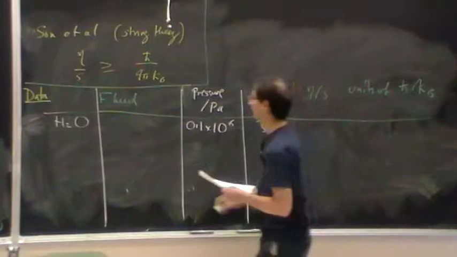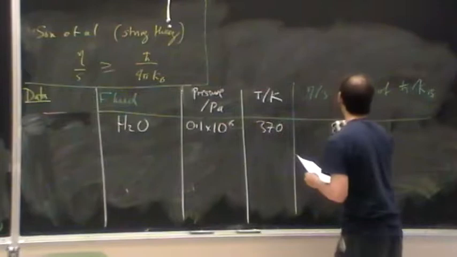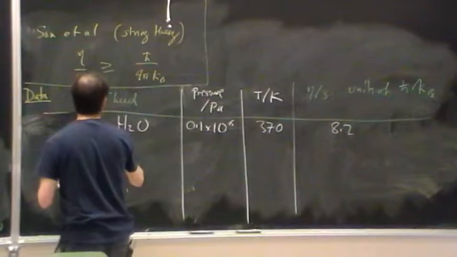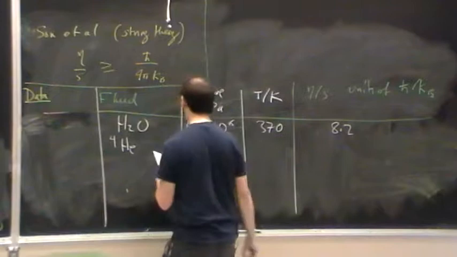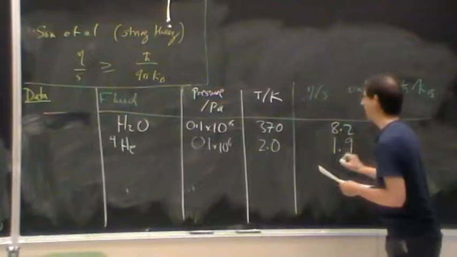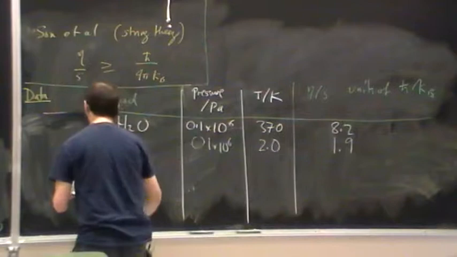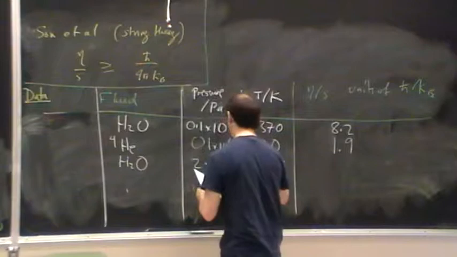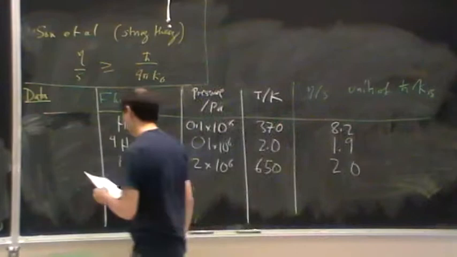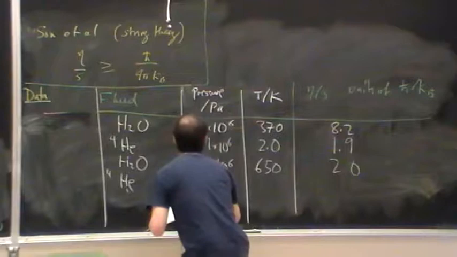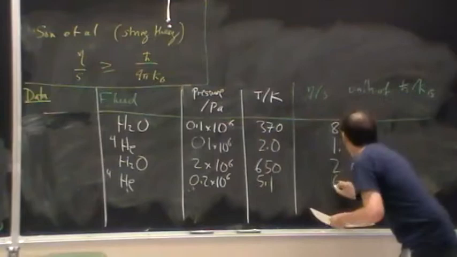And the eta over S turns out to be 8.2 in these units. If I take helium 4, I'm going to have a pressure of 0.1 times 10 to the 6 pascals, 2.0 degrees Kelvin, and this number is much lower, 1.9. If I take water at 2 times 10 to the 6 pascals, temperature 650, I get down to about 2. If I take helium at 0.2 times 10 to the 6, now at 5.1 degrees Kelvin, I get down to 0.7.